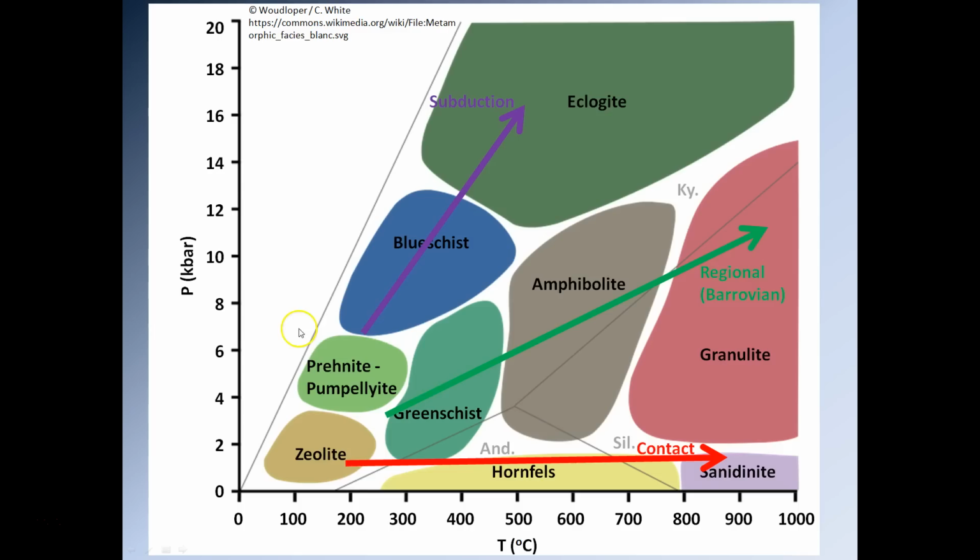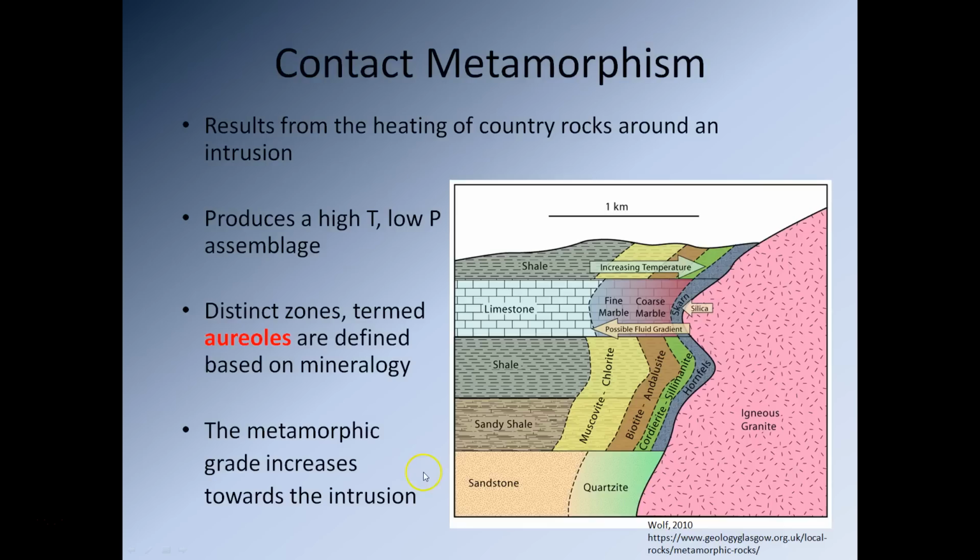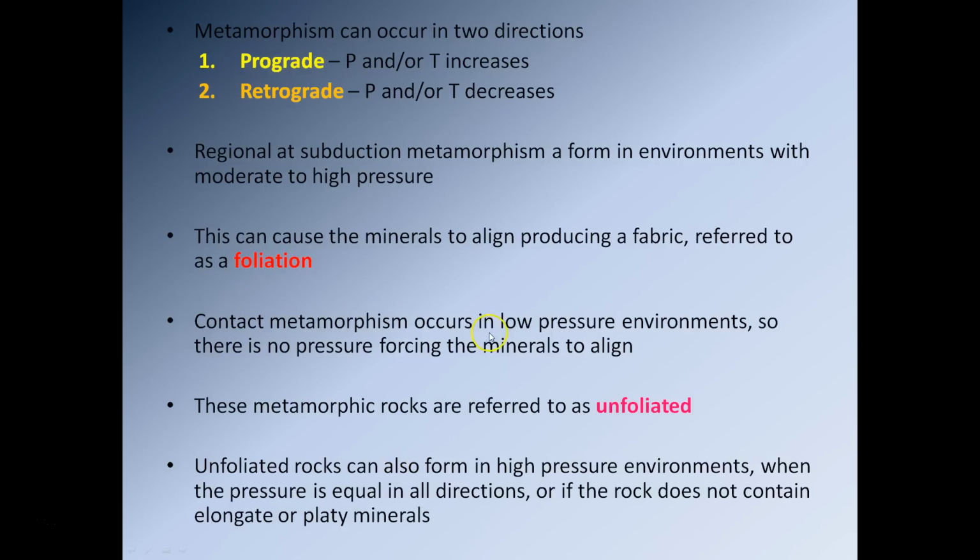Now contact metamorphism, this path down here, occurs in low pressure environments, so there is no pressure forcing the minerals to align. This means the minerals within contact metamorphic rocks will have random orientations, there will be no layering, and as such the rock is described as unfoliated. Unfoliated rocks can also form in high pressure environments when the pressure is equal in all directions, or if there are no elongate or platy minerals.